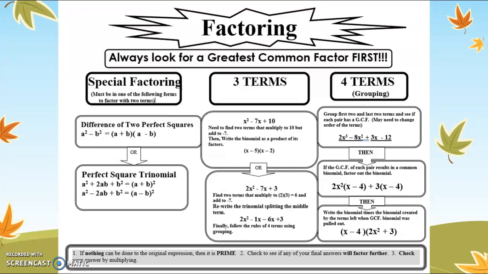So if we do all of those things and nothing works out and nothing can happen, then our original expression is what we call prime, unfactorable. And we always want to make sure that, if we can factor further, we do so. So we always want to check to see if we can go one step further in our factoring techniques.